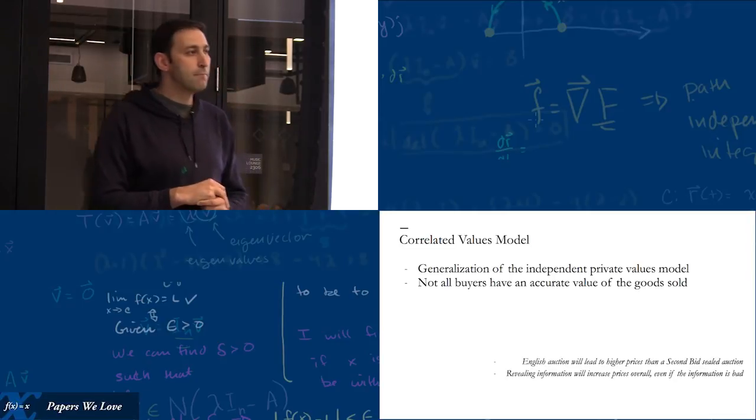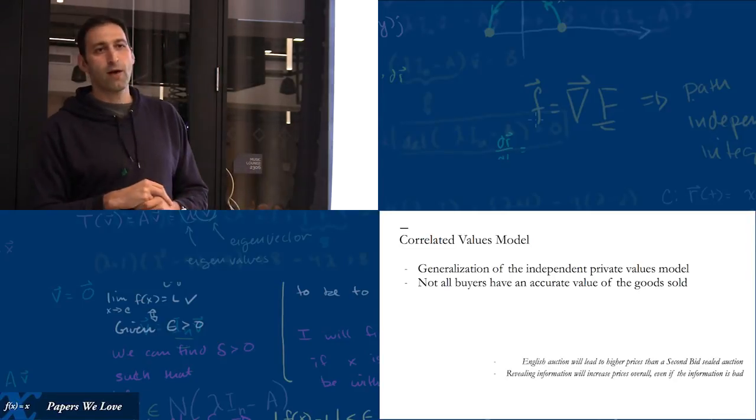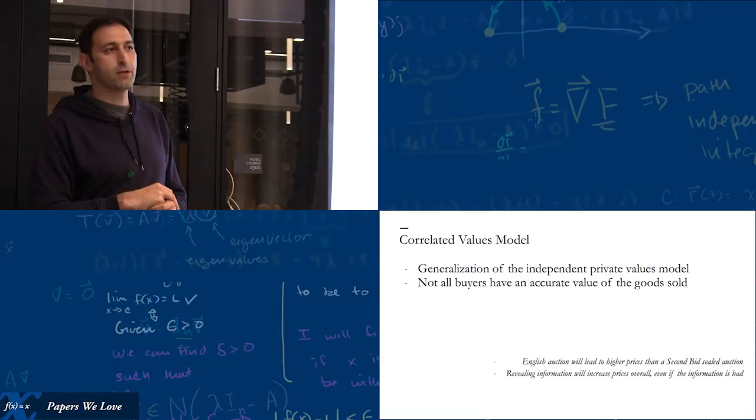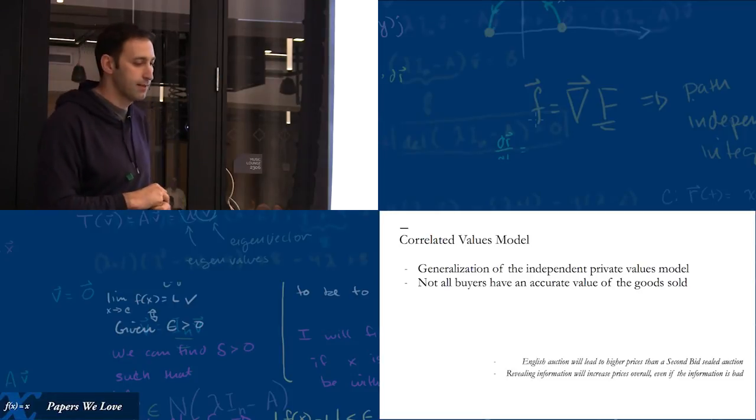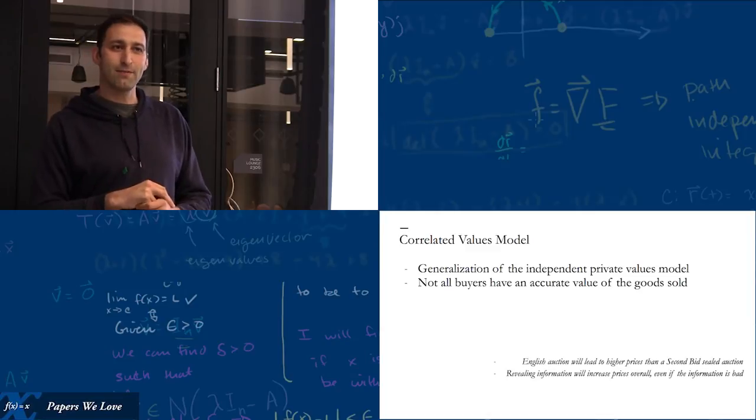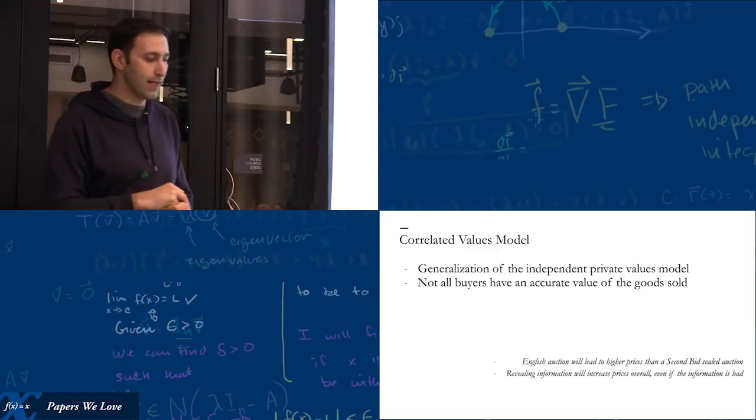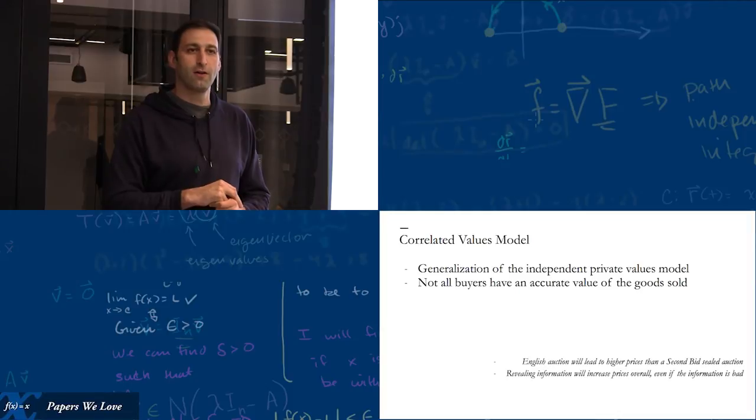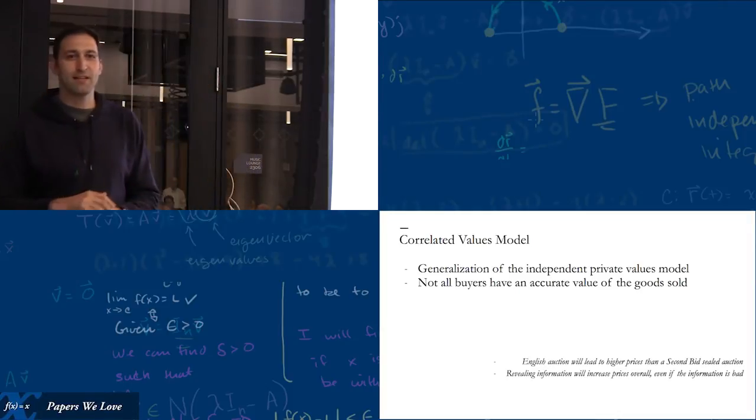So let's say I'm bidding on the right to mine a particular mountain or something like that, then revealing more information, even if the information is negative, will actually increase prices overall. And that's an interesting thing.